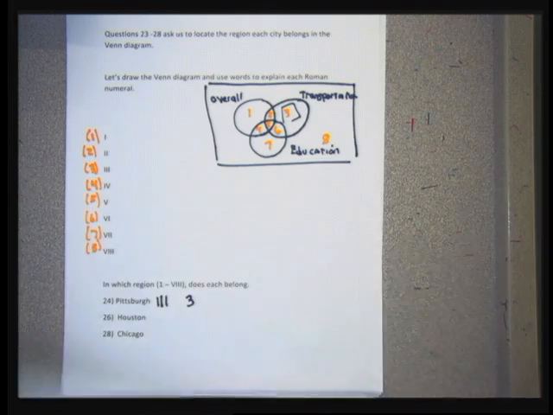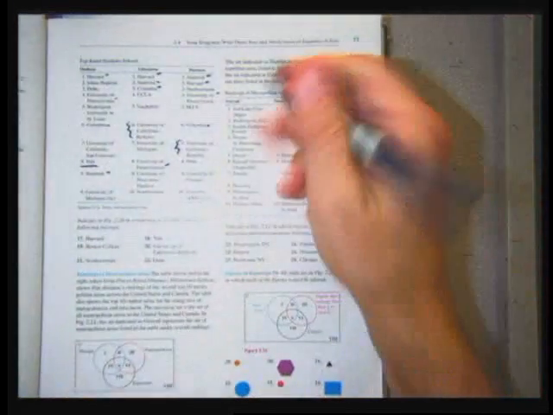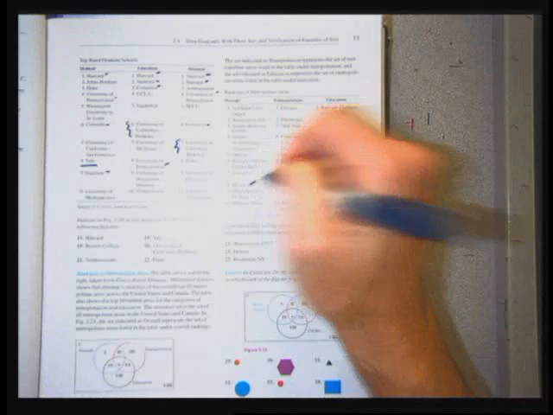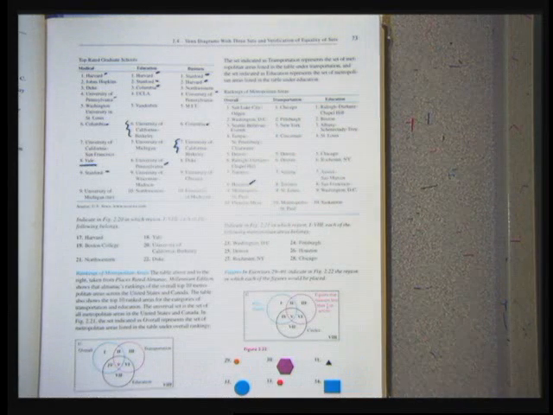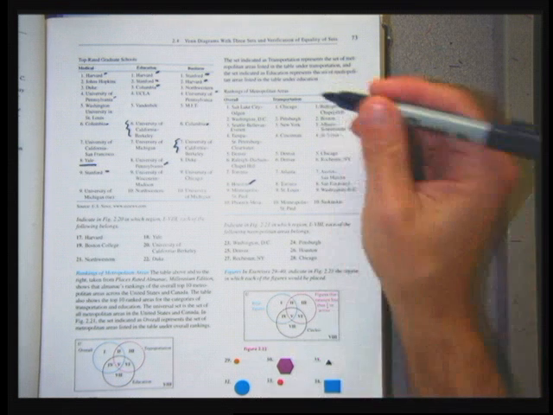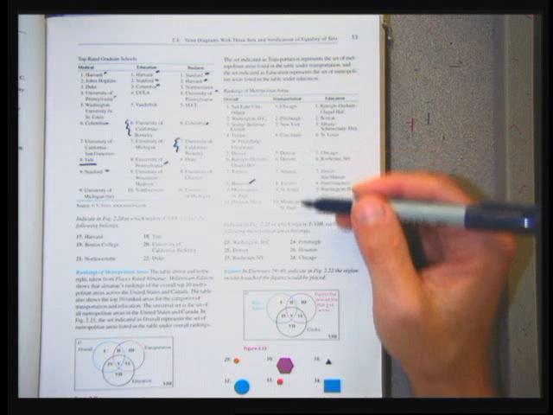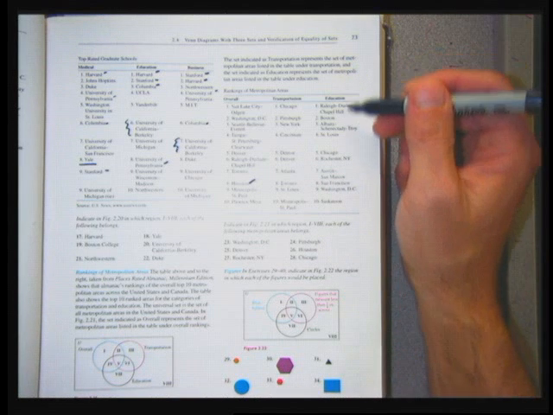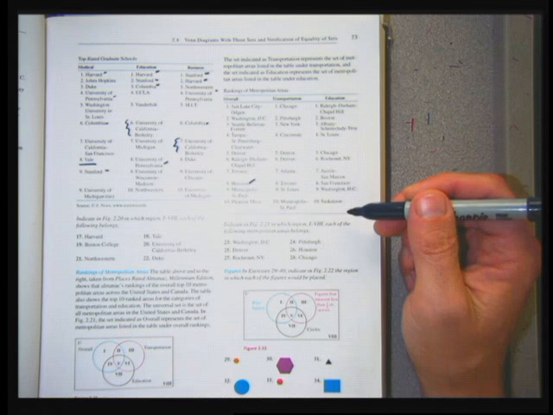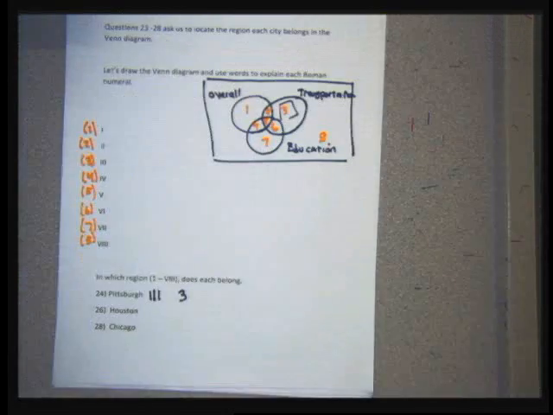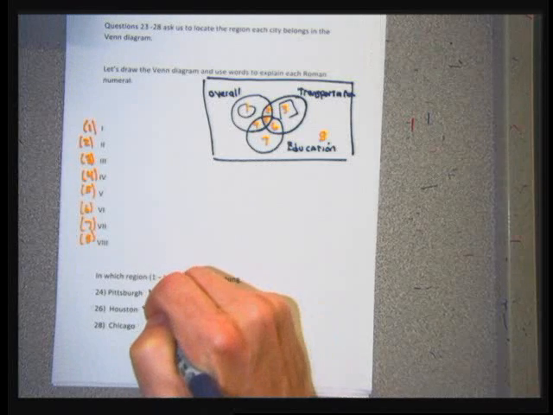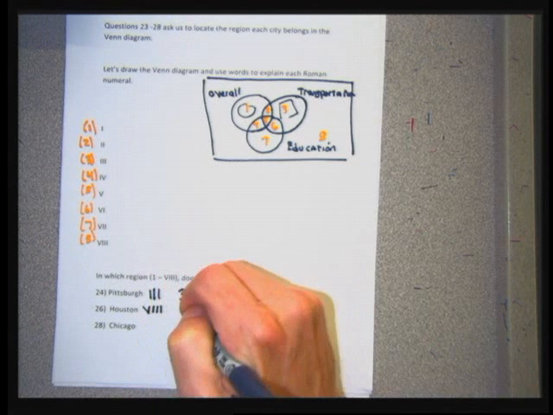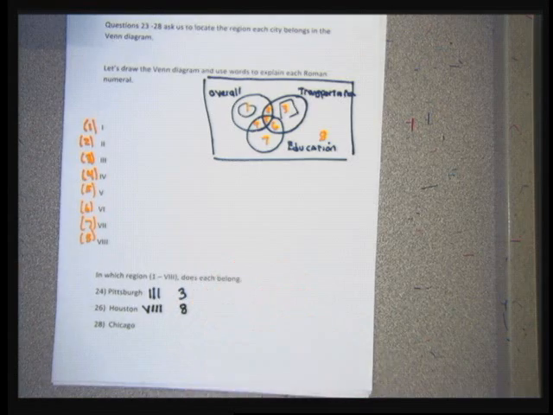If I look for Houston in these lists, I go through the first column. Houston is number 8 in the overall best places to live, so it needs to be somewhere in the overall circle. And I have to figure out if it goes in an overlapping portion. So I go down the transportation column, I don't see Houston. I go down the education column, I don't see Houston. So Houston is going to go in the non-overlapping portion of the overall circle, and that's this region right there. So if I was going to place Houston as a Roman numeral, I'd write VII. As just a regular number, I'd write 8.